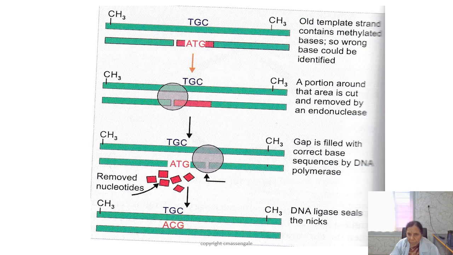In this, a portion around that area is cut and removed by an endonuclease, and the gap is filled with the correct base sequence by the DNA polymerase enzyme. Here the DNA ligase is sealing the nicks.